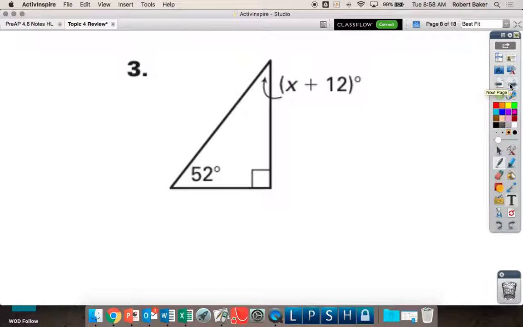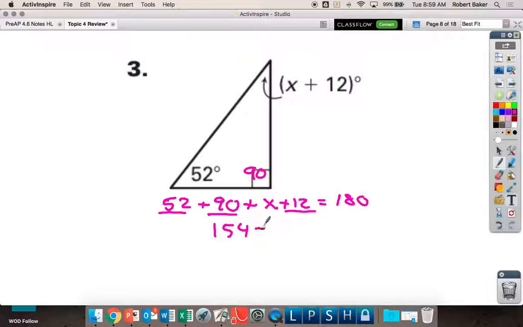So same thing for this triangle. You have 3 angles, if you know the definition of what that little box means, and you're trying to solve for the missing angle. So this little box means 90 by definition. So you have 52 and 90 and something equal 180. Lots of algebra here. Combine all the like terms. 90 plus 52 is 142, plus 12 is 154. Subtract 154 from both sides.